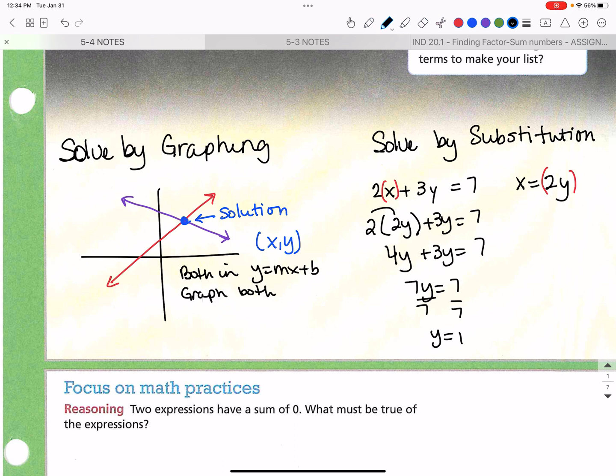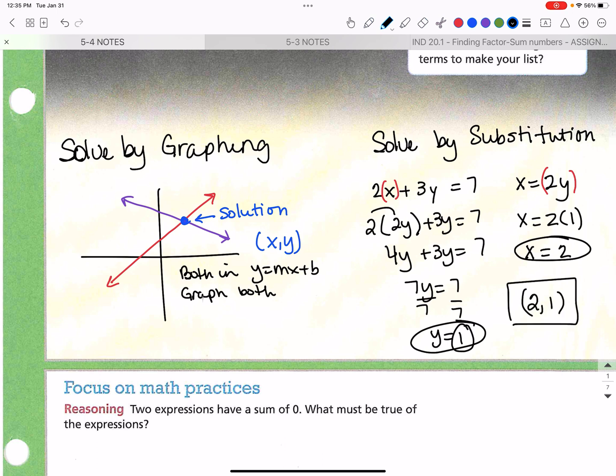Then we would come back up here to this equation, x equals 2y, and in place of the y, we now know that y equals 1, so we would substitute that in, and we would get x equals 2 times 1, which is 2. So the solution in this particular case was that x equaled 2 and y equaled 1. If we wanted to write that as an ordered pair, that's an ordered pair. So that's the one point on the graph where they cross.